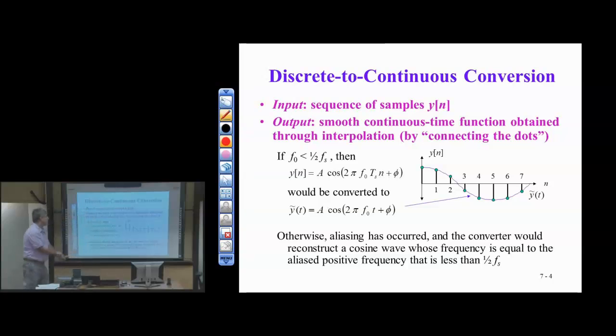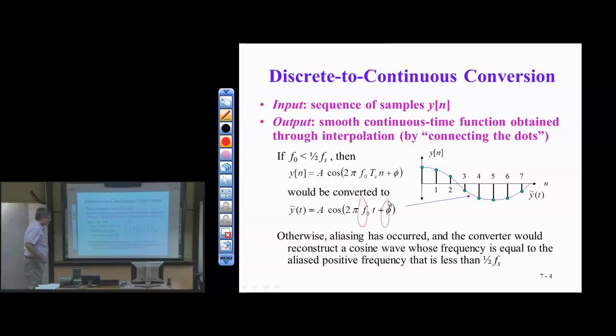Okay, so let's talk about this in a little more detail. For this discrete time to continuous time conversion block, the input will be a sequence of samples called y of n, and the output is going to be a smooth continuous time function obtained through interpolation by connecting the dots. So let's go back to where y of n could have come from. It could have come from a continuous time signal, y of t. And y of t, in this case, will be a cosine of fixed frequency f naught and a constant phase phi.